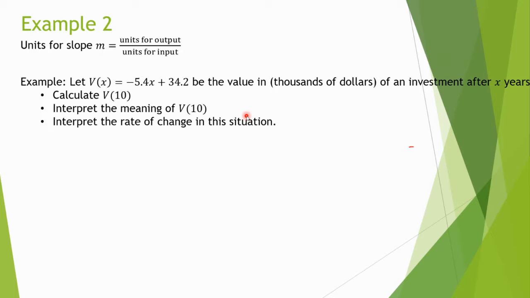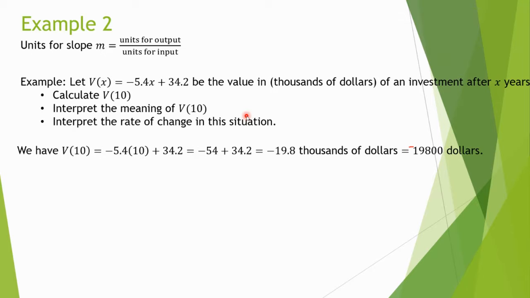So what would V of 10 be, for instance? Okay, well, we can calculate it directly. That's easy since we have a formula, right? You just replace x by 10. As you can see, we replace x here by 10. And we get negative 19.8 thousands of dollars, which is the same as saying negative $19,800. Same thing. Okay? So now that's what V of 10 is numerically.